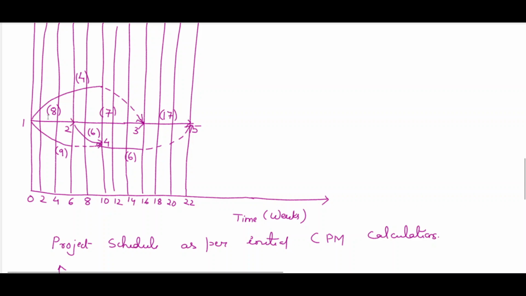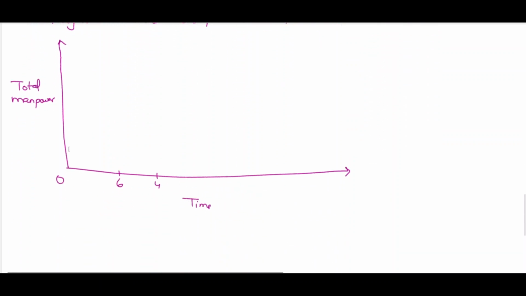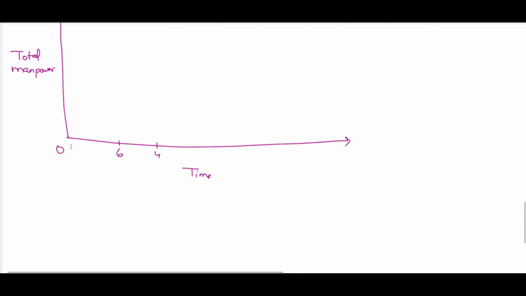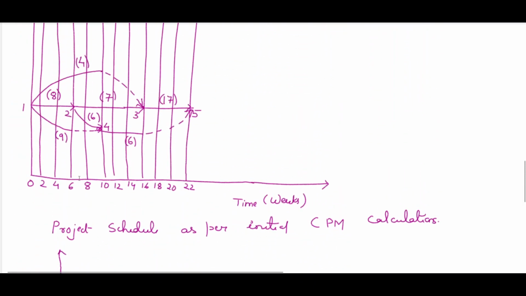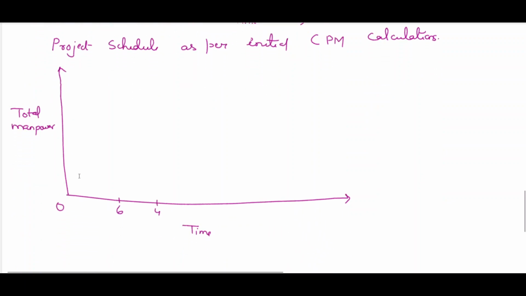So for 1 to 2 it is 8, and here also it is continuous: 8 plus 4 plus 9. So total manpower will be 8 plus 4 plus 9, equal to 21 up to the 6th week. You can see it is for the 6th week. Up to the 6th week you have 4, 8, 9 continuous, so manpower requirement will be 21.